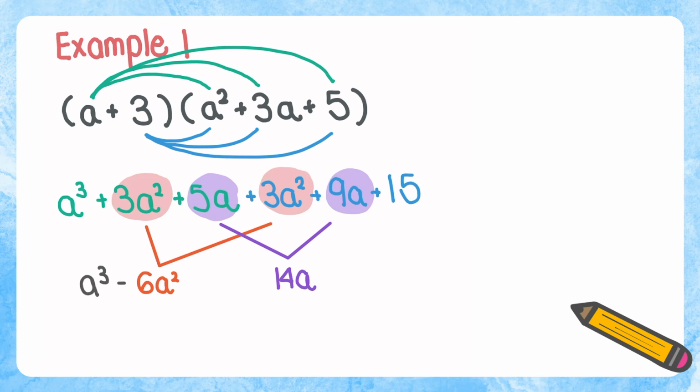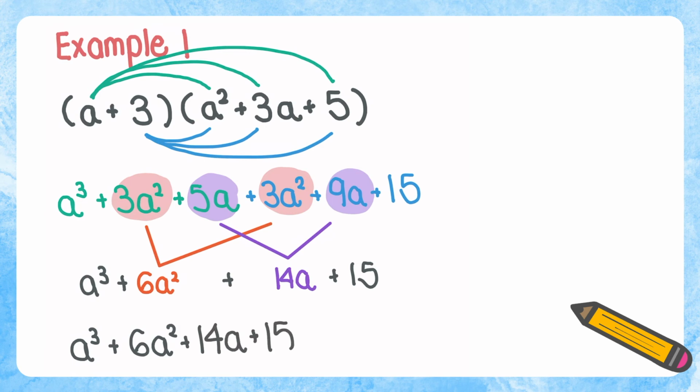Everything else just comes down. So we have a cubed plus 6a squared plus 14a plus 15. Let me rewrite that. A cubed plus 6a squared plus 14a plus 15. So here we use distribution, but now let's try it using the area model.